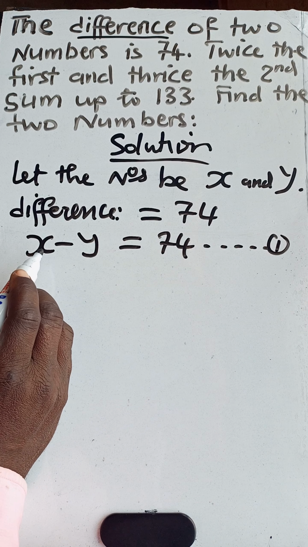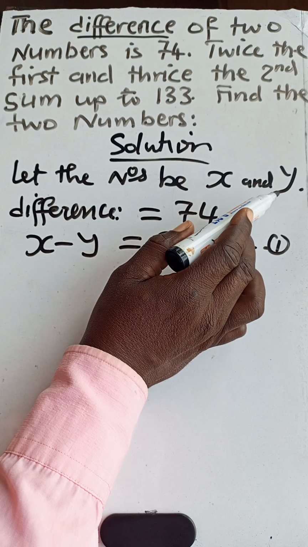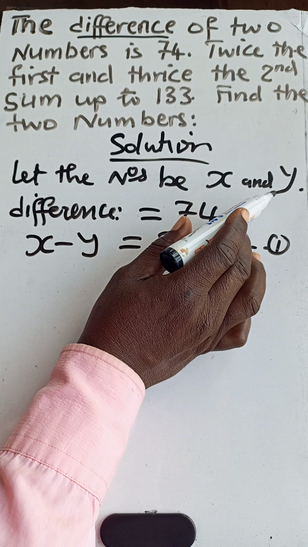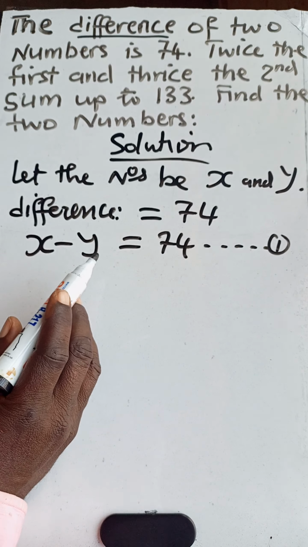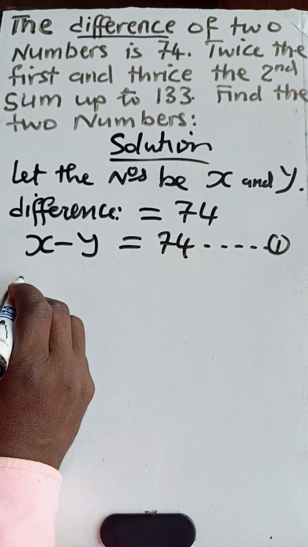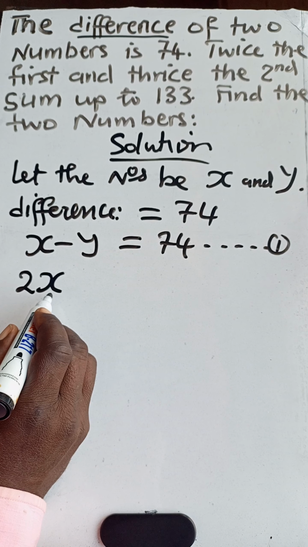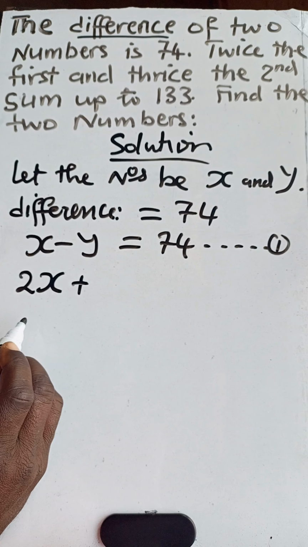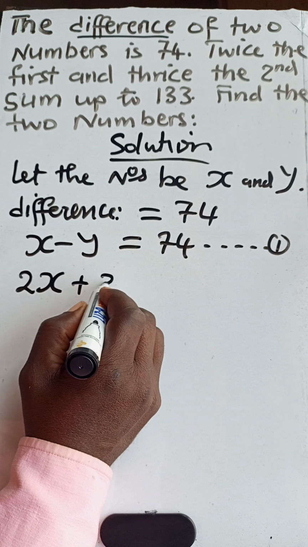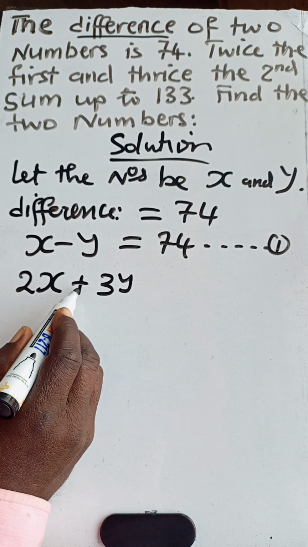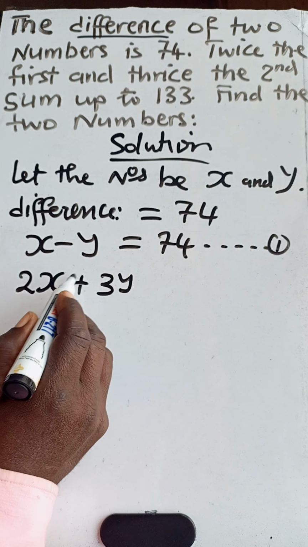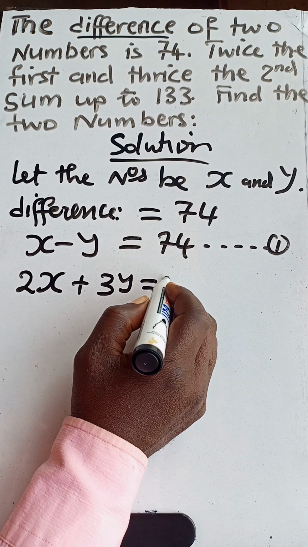And then next, twice the first. If we are written in this order, we can take x as the first or we can take y as the first. Whatever choice you make, you will still arrive at the same result. So twice the first, that means that what? Twice means two times. Twice the first and thrice means three times the second. Sum up. Twice the first and thrice the second sum up. Sum up means we add to give 133. We can call that equation 2.